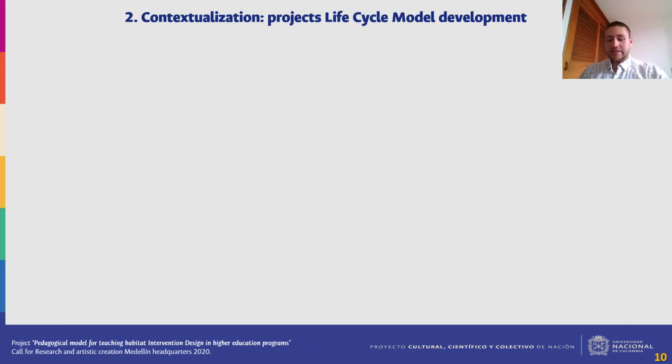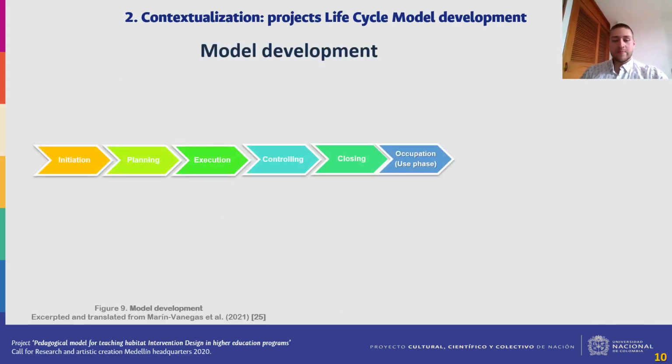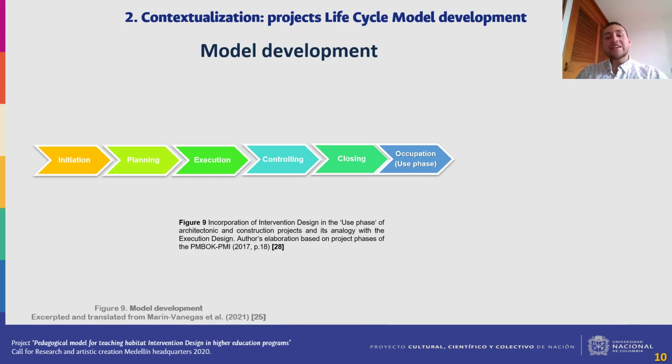So the last part of this second section of contextualization is the model development from the life cycle of projects after the Project Management Institute. So we know that the PMI has stated 5 phases for project management, that are initiation, planning, execution, controlling, and closing. So here, the School of Construction in our college has raised some questions that are in the planning phase.